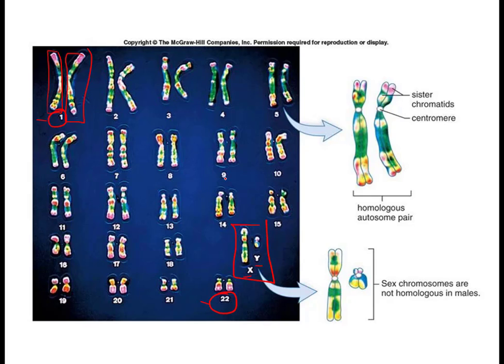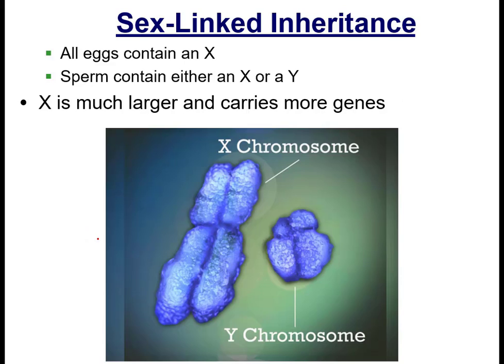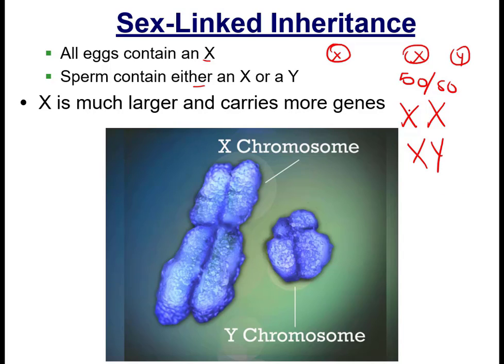This is a really unique case because X and Y are not homologous at all. They're very different from one another. As we know, all eggs contain an X. All sperm either contain an X or a Y. So there's a 50-50 chance that a person could be either XX or XY. But no matter what, notice that everybody has at least one X. It's something that every person has in common.